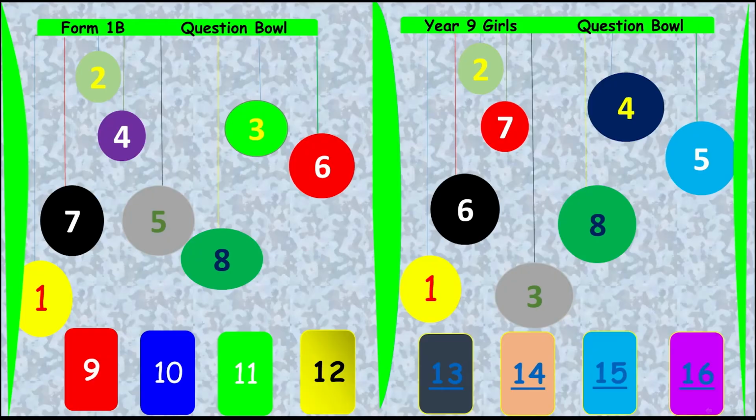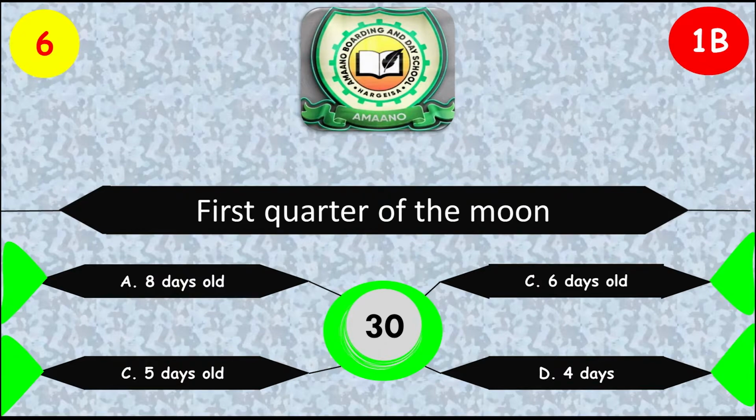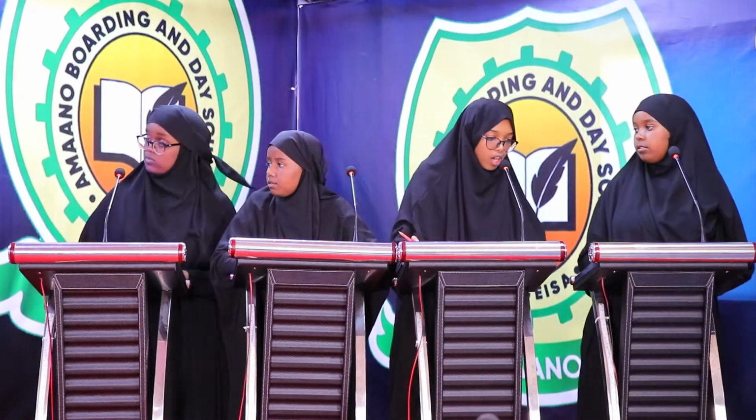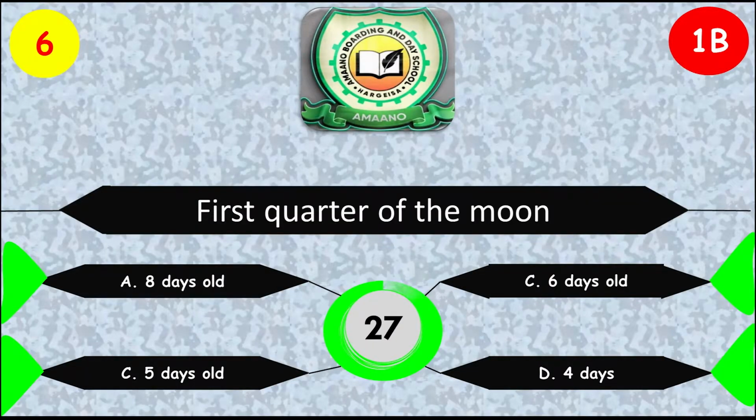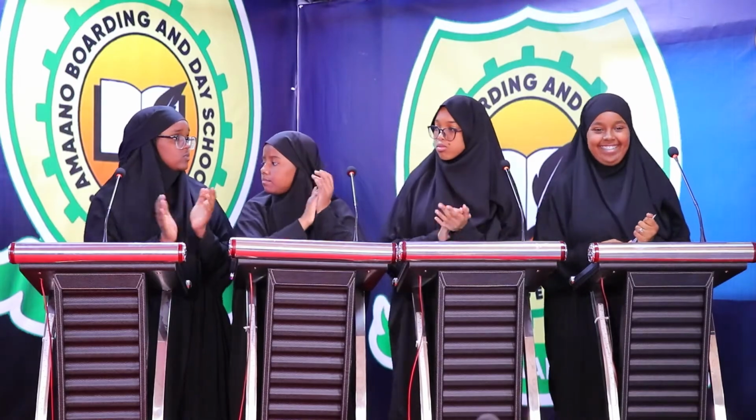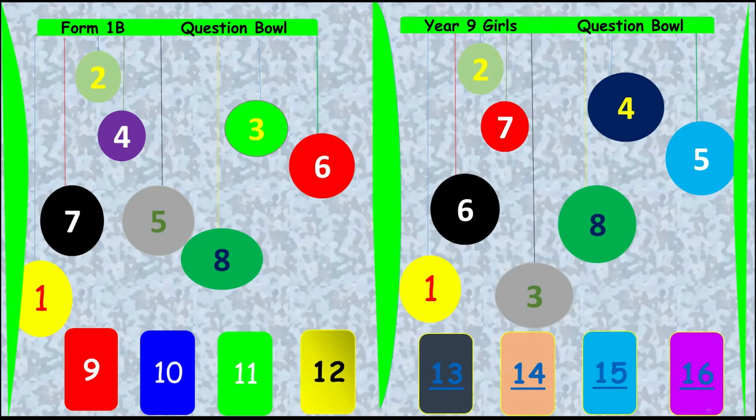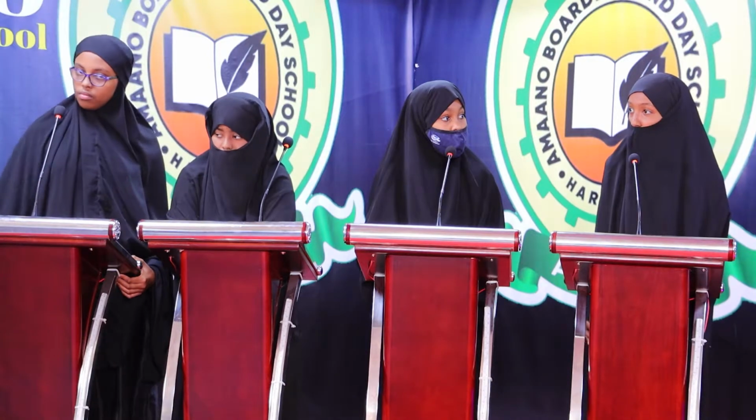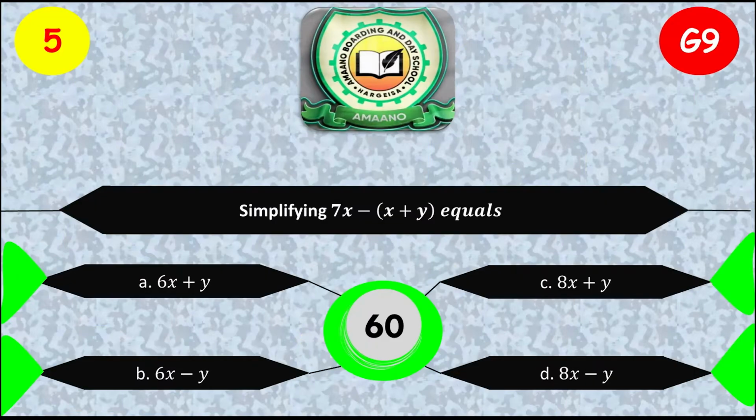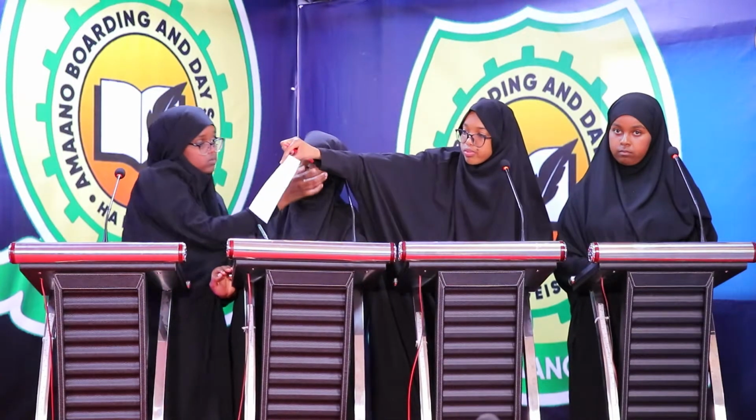Number six. The first quarter of the moon, 8 days. Eight days. Year nine. Number five. Yes, simplify that equation. 60 seconds.